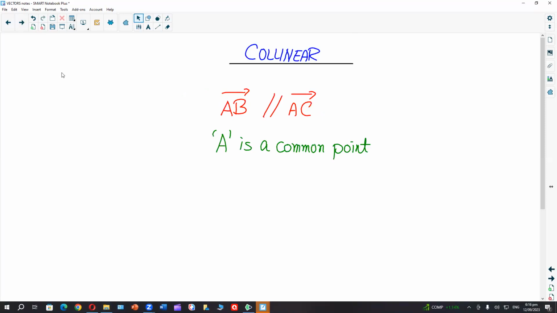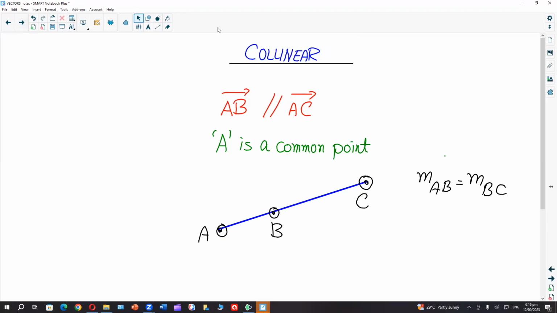So look at the vectors case. AB is parallel to AC. AB is parallel to AC. This is a very tricky concept to understand, that how two vectors are parallel with one letter common. Otherwise, common letters will always join. So if you see a case like that, AB is parallel to AC, but A is a common point. A is a common point. So it means they are collinear. Collinear means on a straight line. So now you have to copy this.